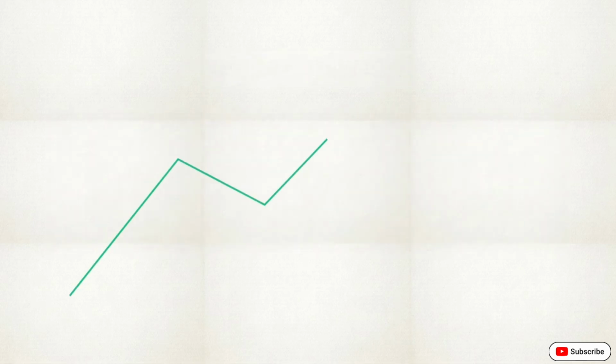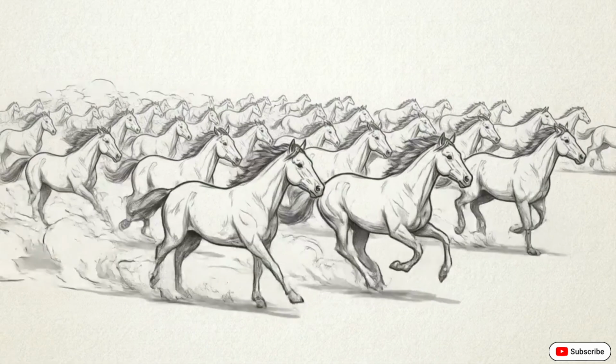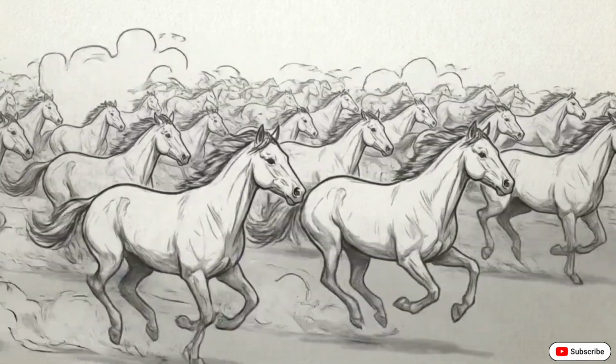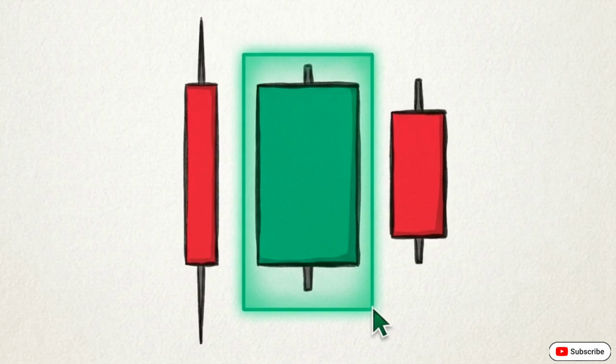You can spot a potential trend change by watching for a break in these structures. If an uptrend fails to make a new high and drops past its previous floor, the market is breaking the pattern. Zooming out to identify these trends ensures you are trading with the momentum of the market herd rather than fighting against it.